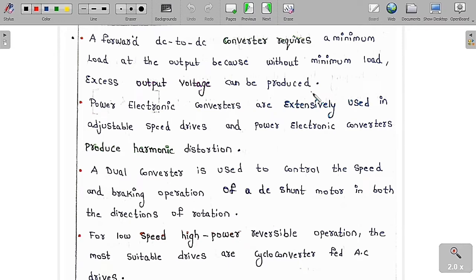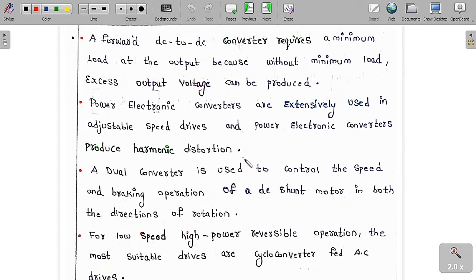A forward DC to DC converter requires a minimum load at the output, because without minimum load, the excess output voltage can be produced. For a DC to DC converter or chopper, you always have to keep the minimum load. Otherwise, the output voltage will be very high. That is the reason you have to keep at least some load.